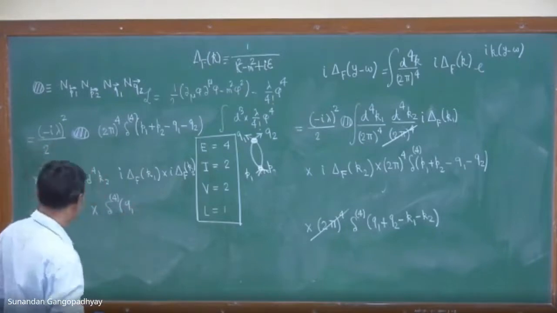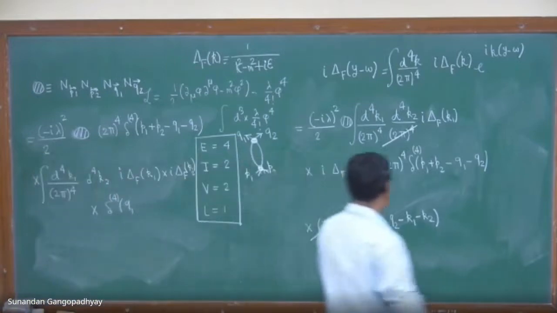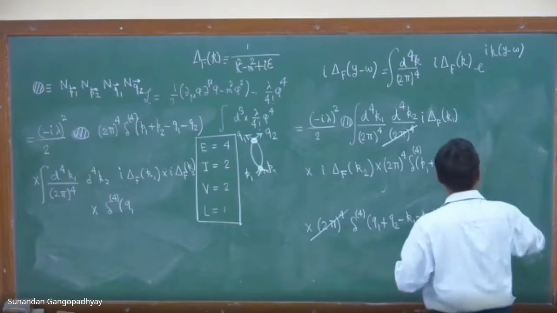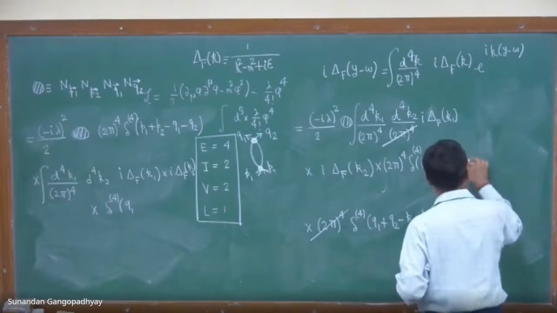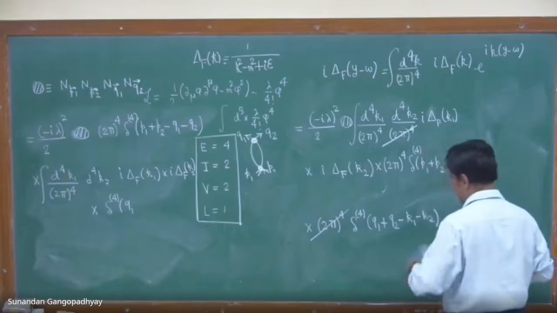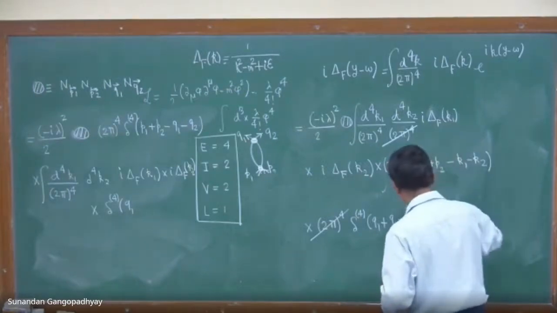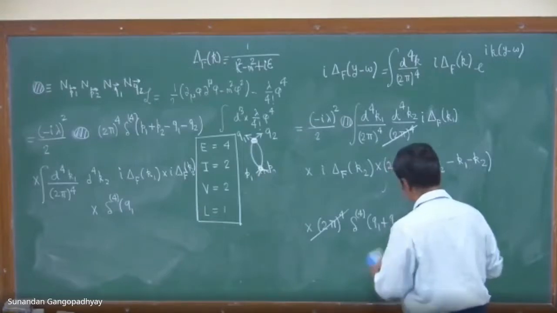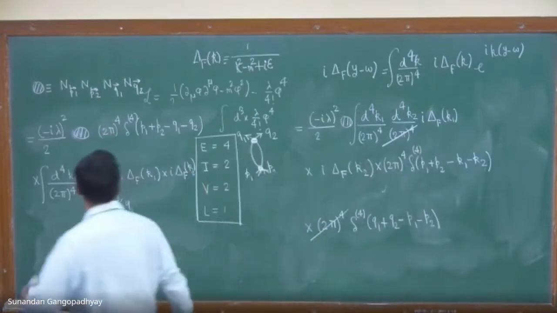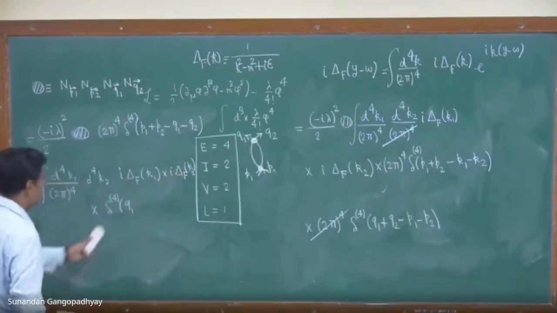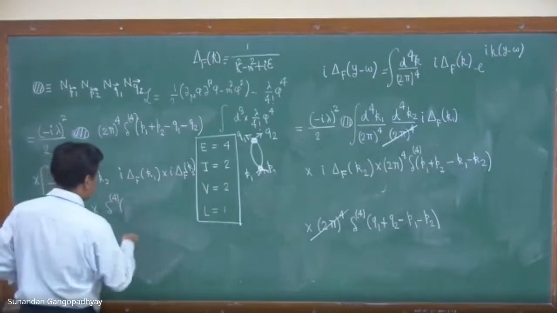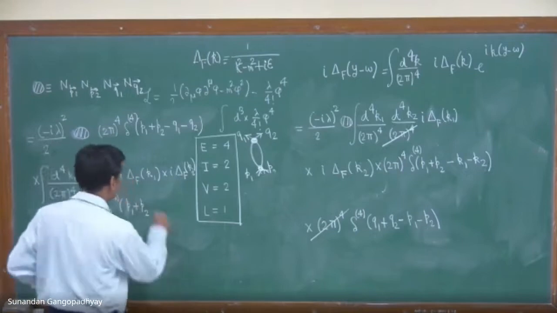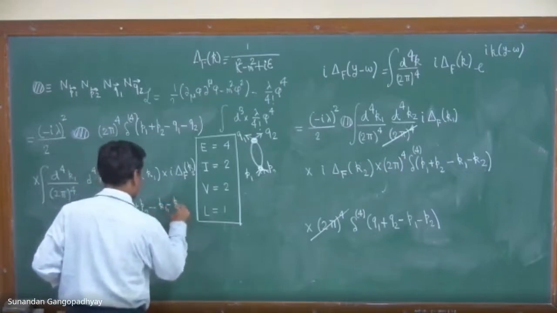So what we could have done is the following. We could have also kept this intact. We could have kept this as p1, and this doesn't matter. And here we could have written p1. It's the same thing because δ(x minus y) is δ(y minus x). So you have this thing, and this term we can write as p1 plus p2 minus k1 minus k2.